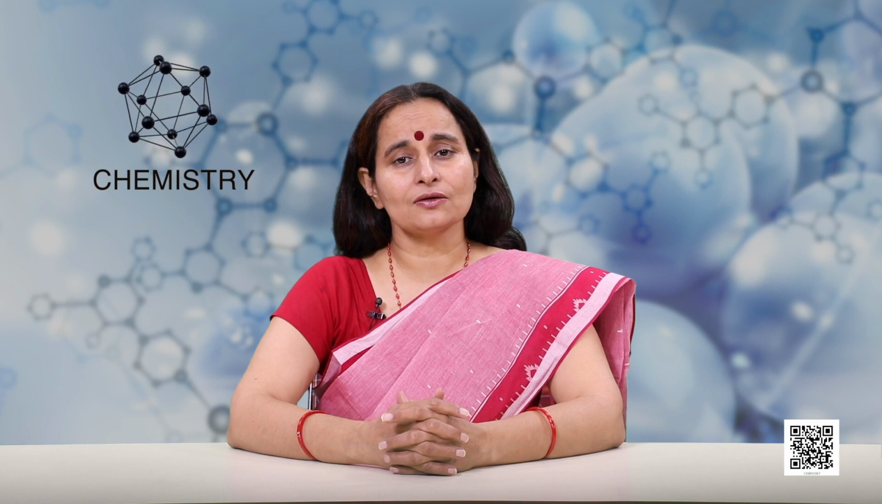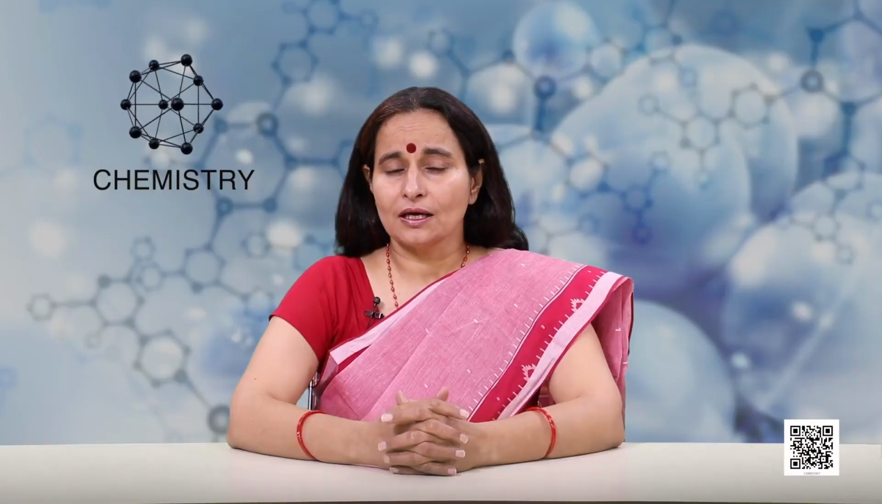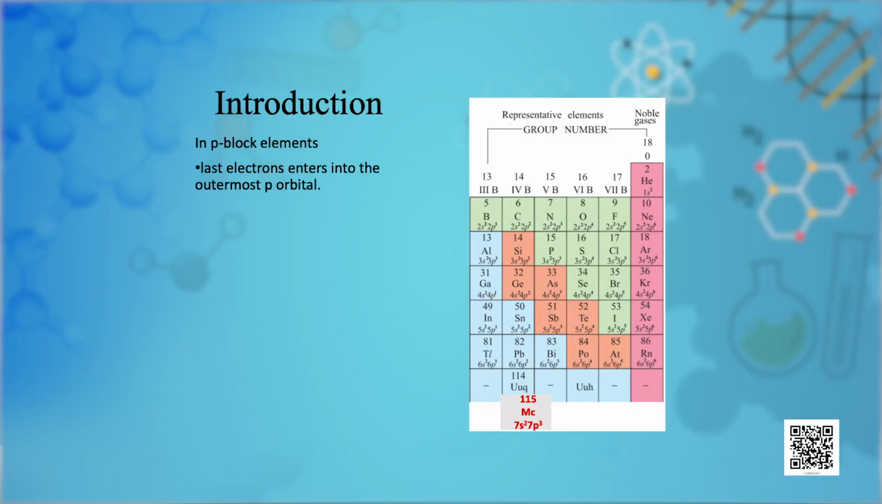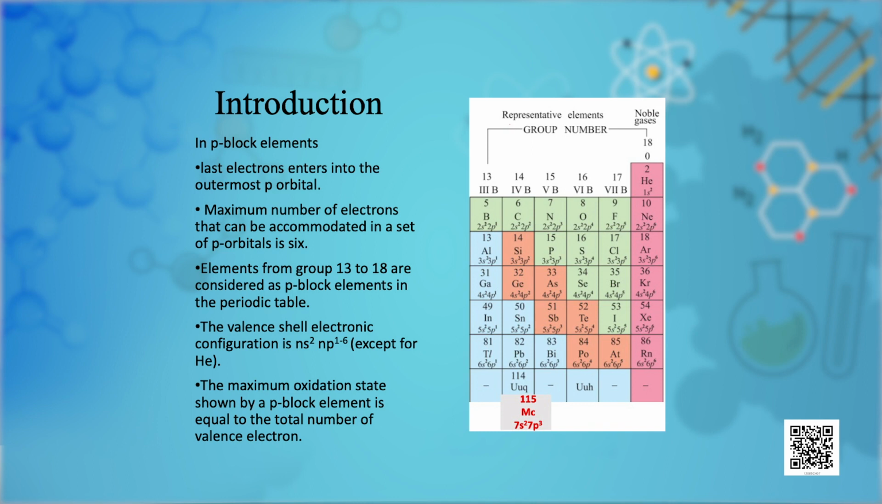You are familiar with the design of the periodic table. The p block is on the extreme right of the periodic table and comprises group 13 to group 18. The elements in which the last electron is filled into a p orbital are called p block elements. Since p orbitals can accommodate 6 electrons, elements from group 13 to 18 are considered as p block elements in the periodic table. The valence shell electronic configuration is ns2 np1 to 6 except for helium, which has 1s2 configuration.